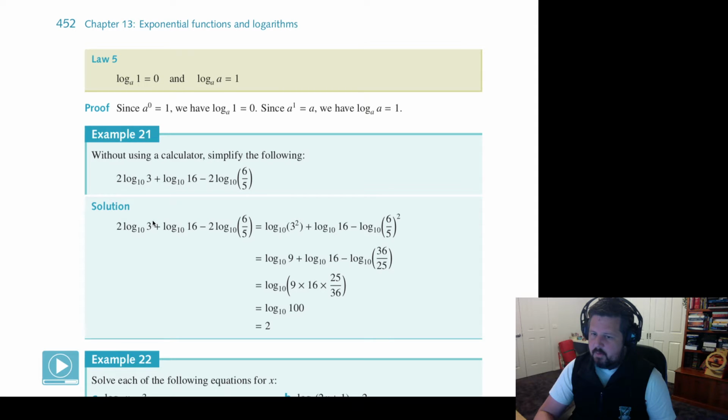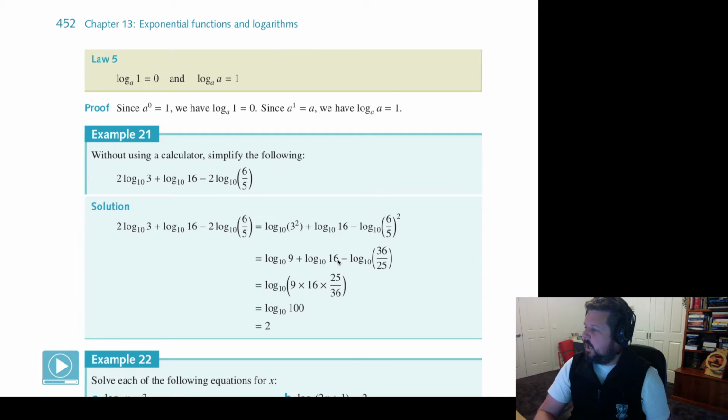Again, good news is each of these is to the base 10. Yep, so they all have the same base, so we can apply all the laws to this. So we've got log of 9 to the base 10 plus log of 16 to the base 10. Remember, when you are adding these, it's the same as multiplying them. So we'll do log of 9 times 16 to the base 10, because that's adding, it's the product.